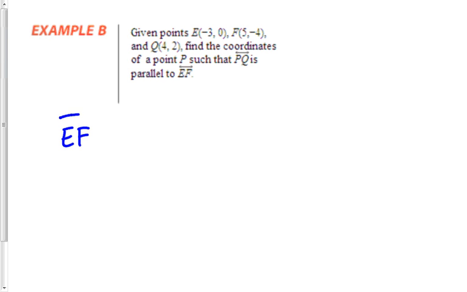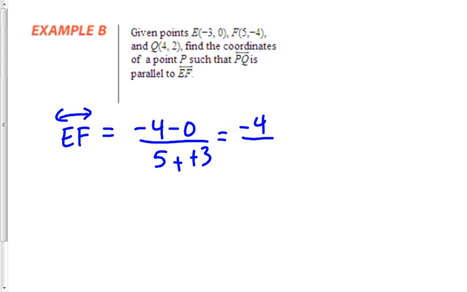So let's start there. So I'm going to have y2 minus y1 over x2 minus x1. So I'm going to get negative 4 over 8, or negative 1/2. So now what this means is line PQ has to have a slope of negative 1/2 also. I know the coordinates for Q. I don't know the coordinates for P.